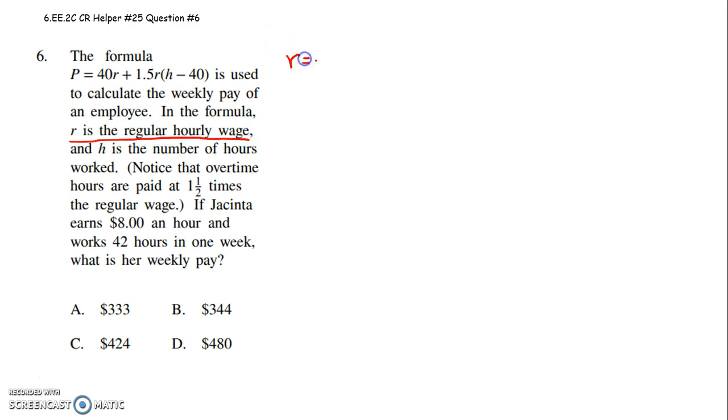So I just want to make sure I know this. R is the regular hourly wage. All right. H is the number of hours worked. H will be your number of hours worked.